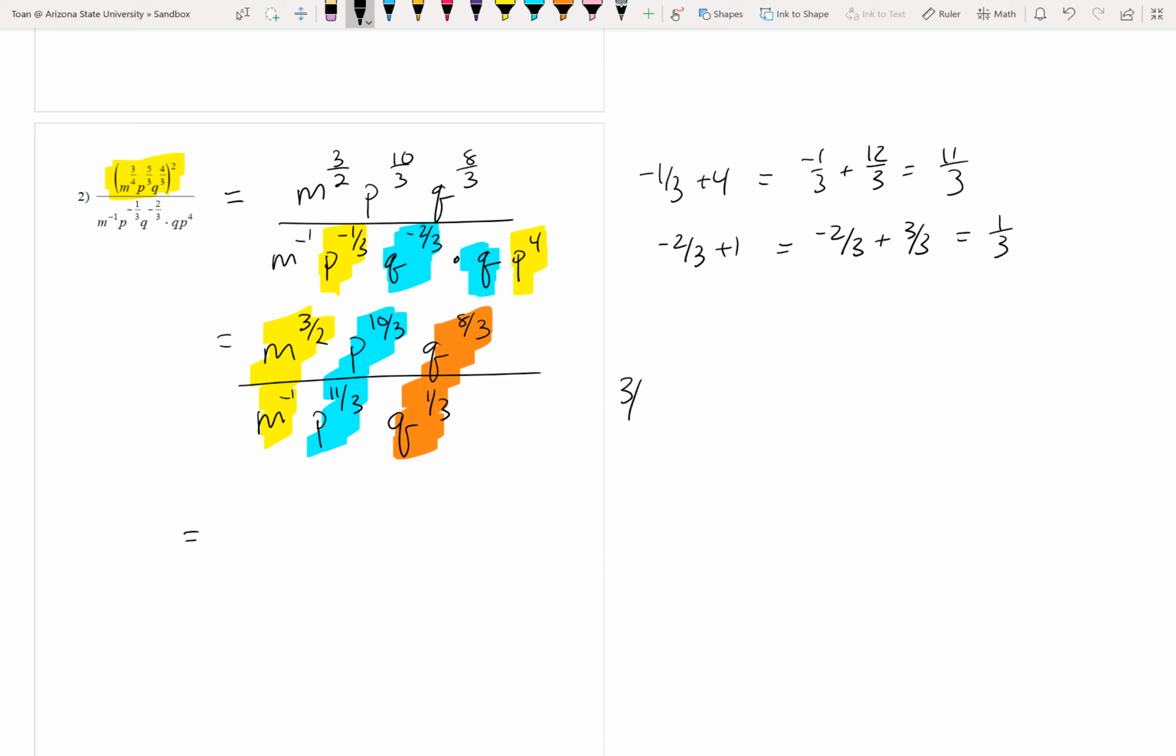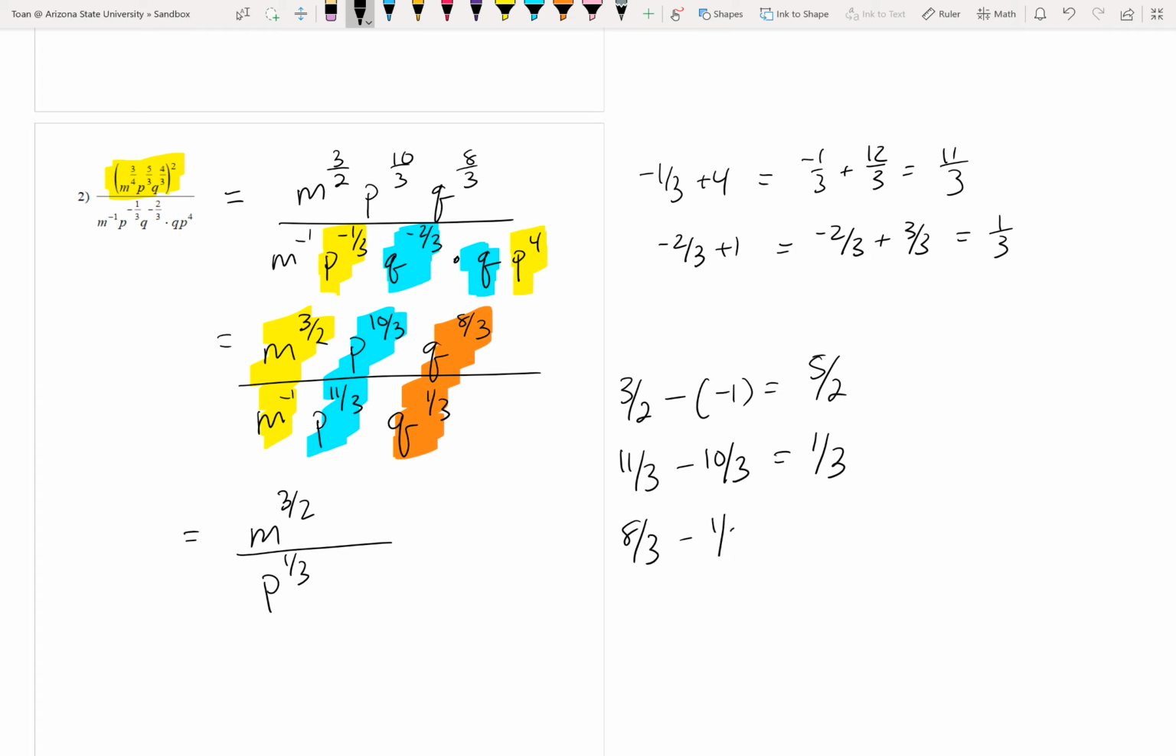So I know that 3/2 is bigger than 1, so I'll go ahead and do 3/2 minus a negative 1. That gives you 5/2, and since 3/2 is bigger on top, that's where my answer goes, m to the 3/2. For the p's, 11/3 is bigger than 10/3, so my answer of 1/3 should go in the denominator. And for the q, 8/3 is bigger than 1/3, so the answer of 7/3 should go in the numerator. So that is the simplified form for number 2.